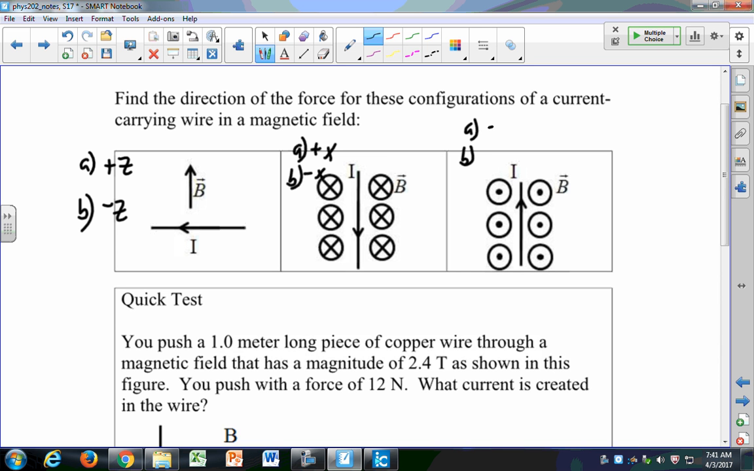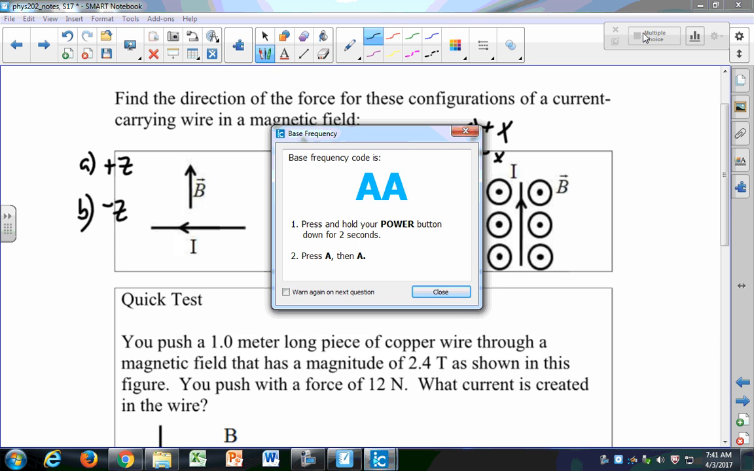So let's do these as clicker questions. We'll do the first one first, the one on the far left.